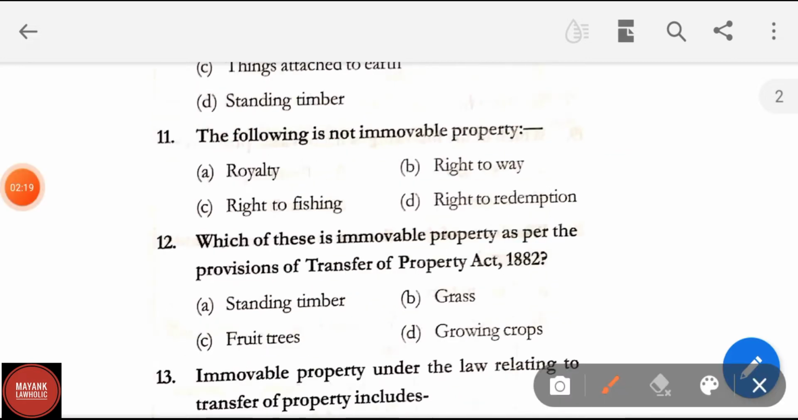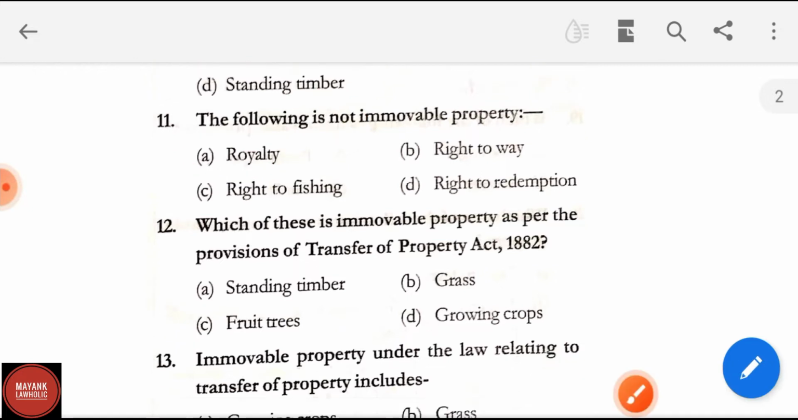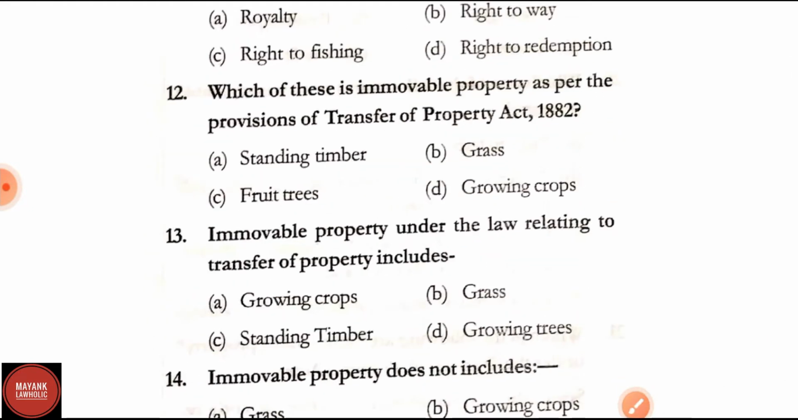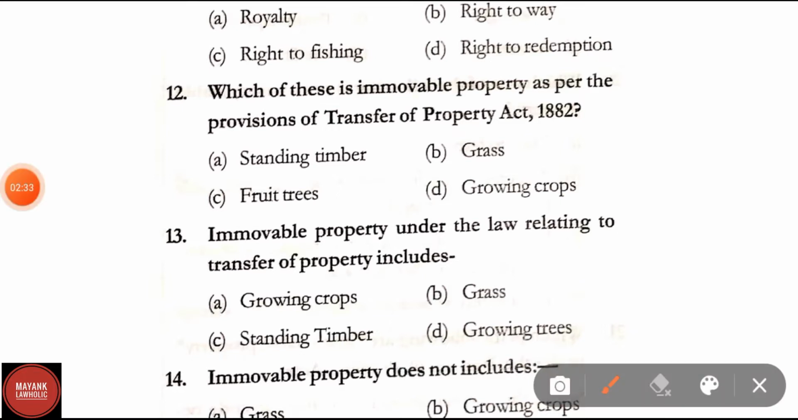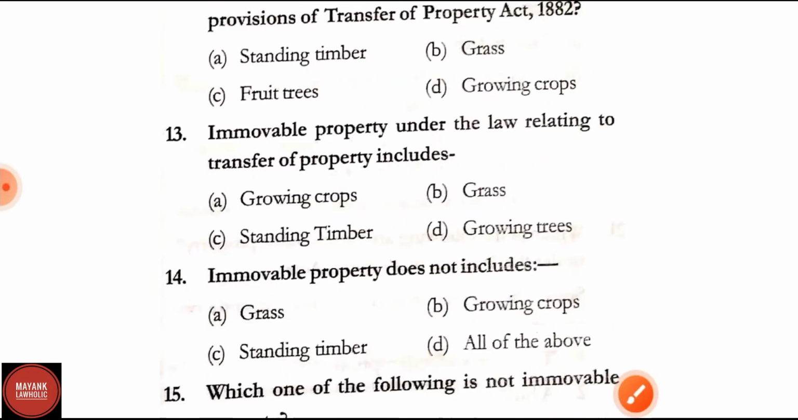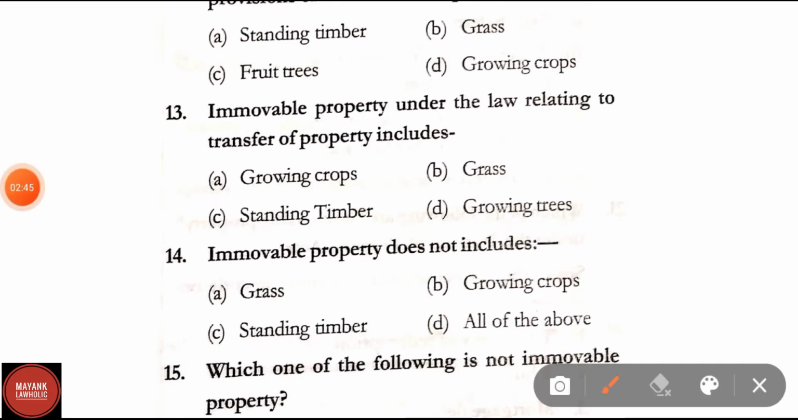Question number 11. The following is not immovable property: royalty, right of way, right of fishing, right of redemption. Correct answer is royalty, option A. Question number 12. Which of these is immovable property as per the provisions of the Transfer of Property Act 1882? Options are standing timber, grass, fruit trees, growing crops. Here correct answer is fruit trees. Question number 13. Immovable property under the law relating to transfer of property includes: growing crops, grass, standing timber, growing trees. Correct answer is option D, that is growing trees.